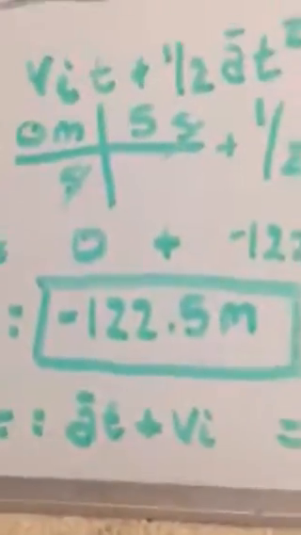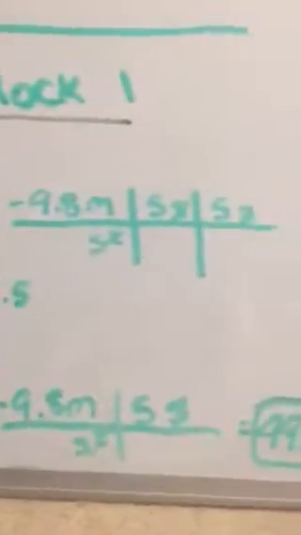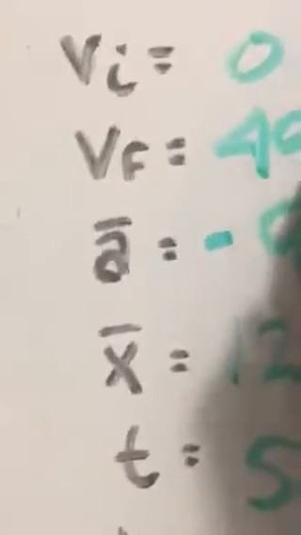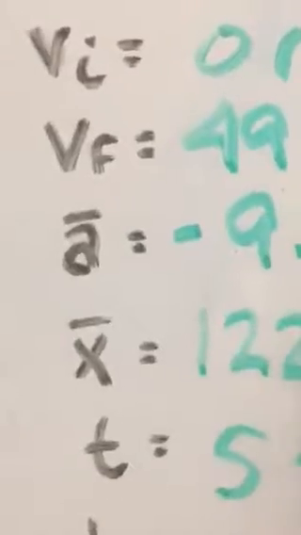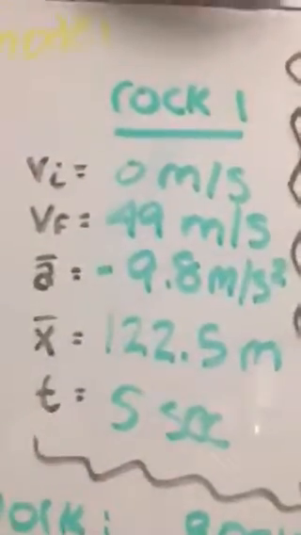So now we're going to look for our final velocity. And our final velocity equation is right here. And here's the work for it. And after I did the work, I got an answer of 49 meters per second. So for final velocity, we can put that in now as 49 meters per second. So now we have everything we need to know for rock 1.